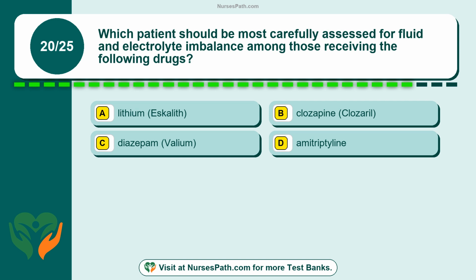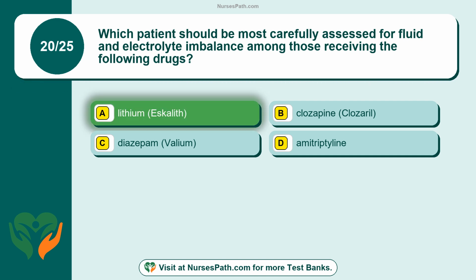Question 20. Which patient should be most carefully assessed for fluid and electrolyte imbalance among those receiving the following drugs? Option A, lithium, Eskalith. Option B, clozapine, Clozaril. Option C, diazepam, Valium. Option D, amitriptyline.